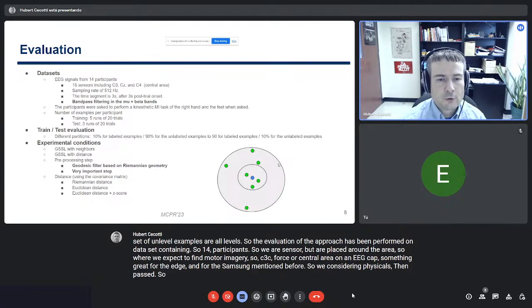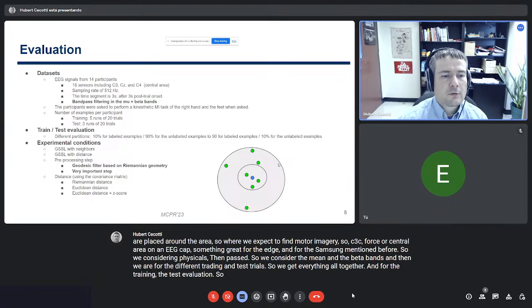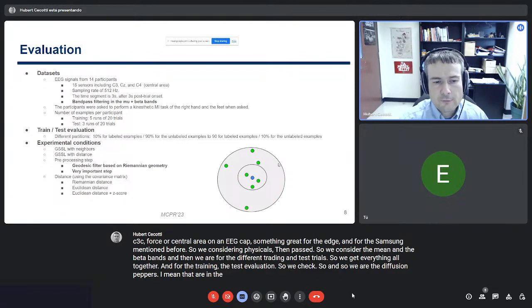For the bandpass, we consider the mu and the beta bands, and then we have the different training and test trials, so we get everything all together. For the train and the test evaluation, we have the figures in the paper, in the next slides.